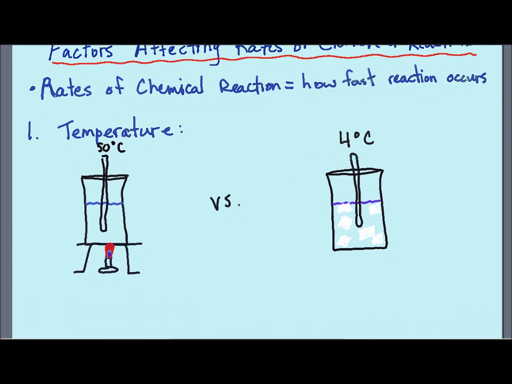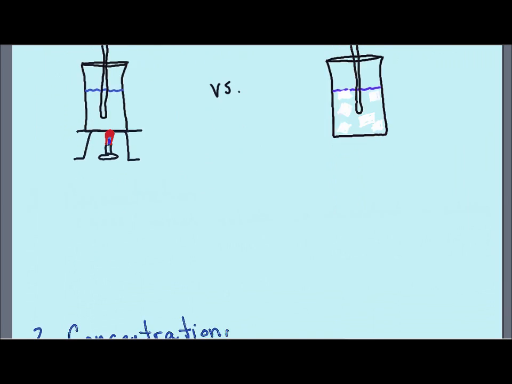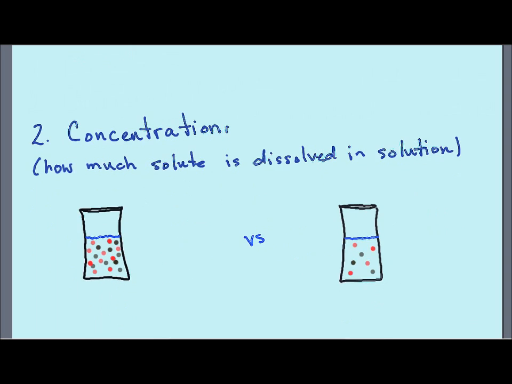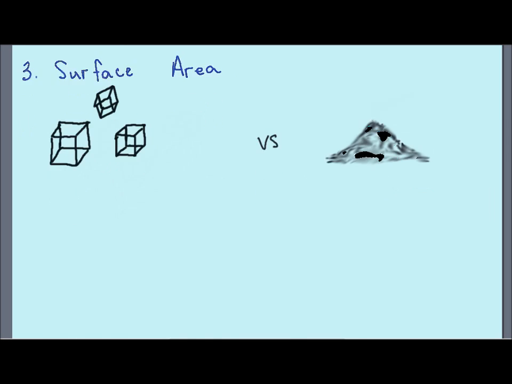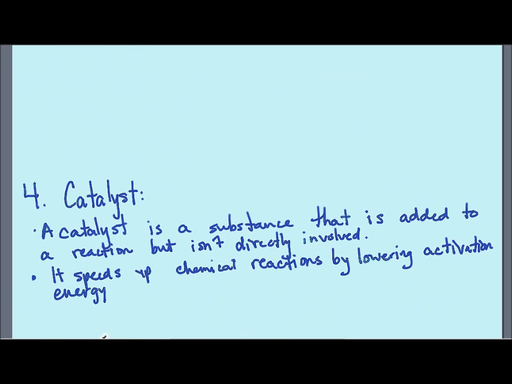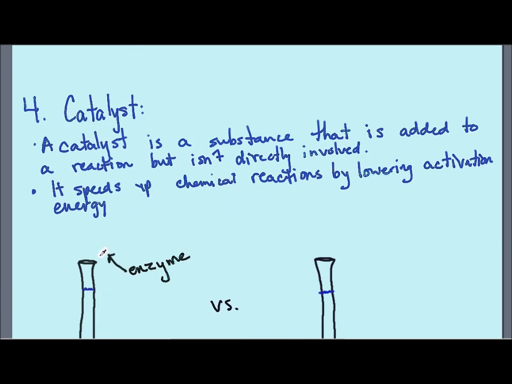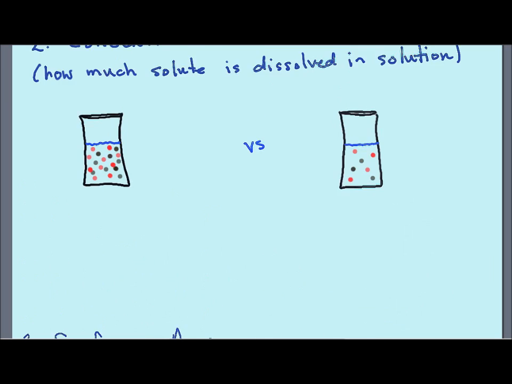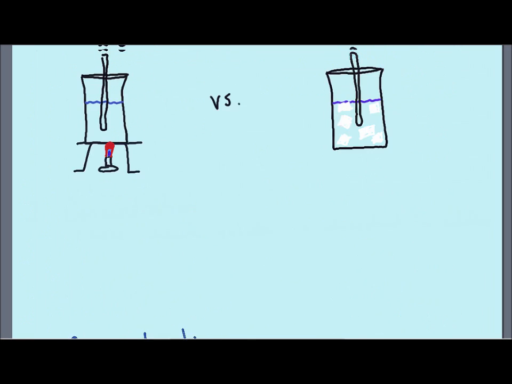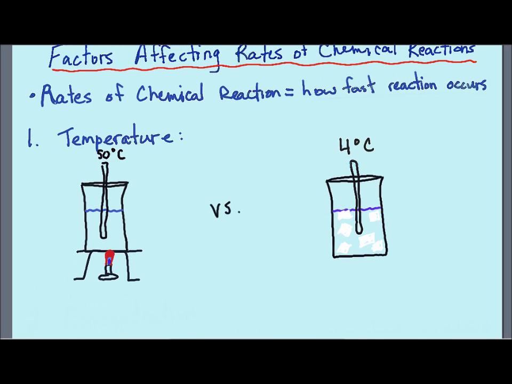The first one is temperature, and then I'll just scroll down and show you the other ones. The second one is concentration. The third one is surface area. And then the last one is catalyst, so having a catalyst present. So we'll go back up and we'll talk about the first factor, which is temperature.